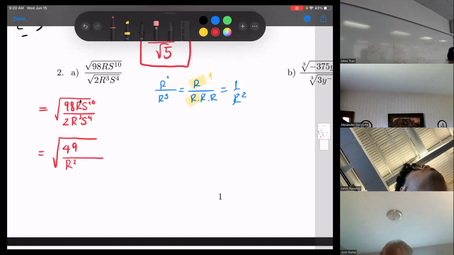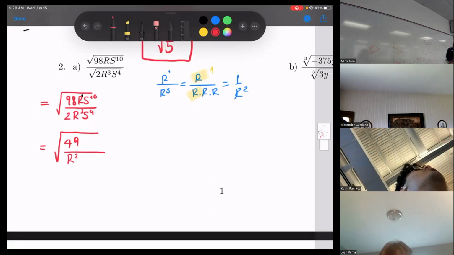And then S to the 10, tell me, S to the what now? Kobe, why don't you tell me what S to the 10 over S to the 4 simplifies to?